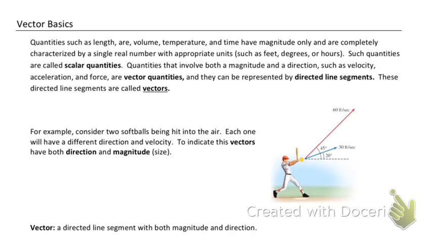Look how much longer the 60 feet per second is versus that 30 feet per second. This ball was hit twice as hard as the 30 foot per second one, and that means that this vector is actually twice as long. So because it's twice as long, it tells you it's hit twice as hard.